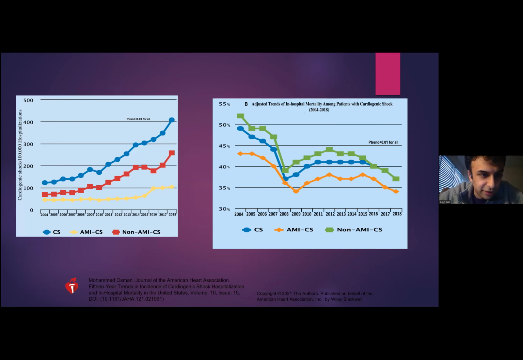Here are the trends that I was discussing. On the left side of the screen, you have the incidence of cardiogenic shock. Overall, it's rising, probably because cardiovascular disease is becoming more and more of a common problem as people get older and healthier from other reasons. The bottom curve, acute MI cardiogenic shock, doesn't go up as fast as the others because of the one thing that we know has worked the best, which is early revascularization. And then on the right, we talk about mortality here.